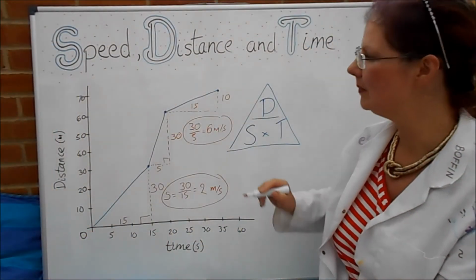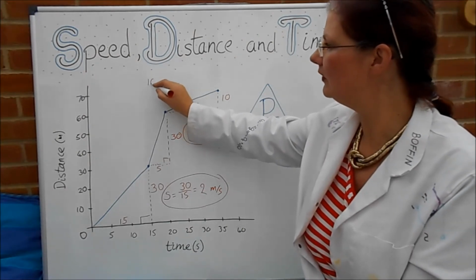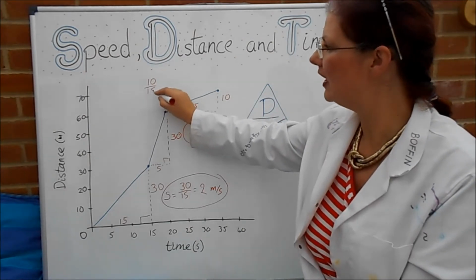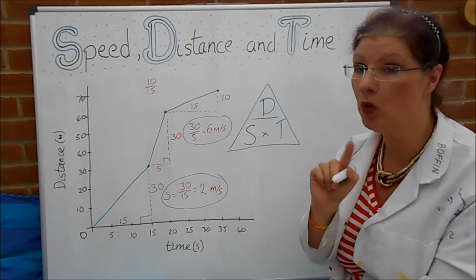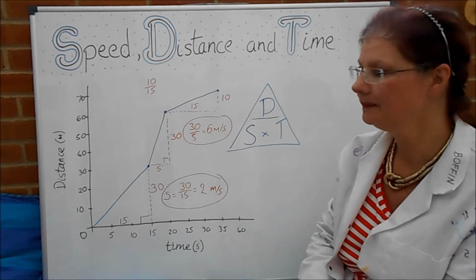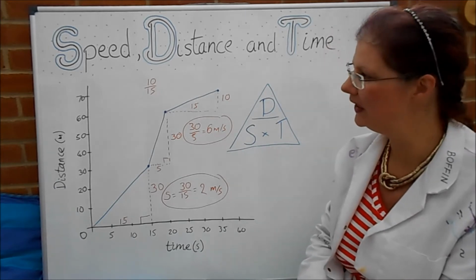Okay, slightly more tricky numbers this time. Speed is the distance divided by the time. 10 divided by 15, not 15 divided by 10. 1.5 is not the answer. Okay, 10 divided by 15.